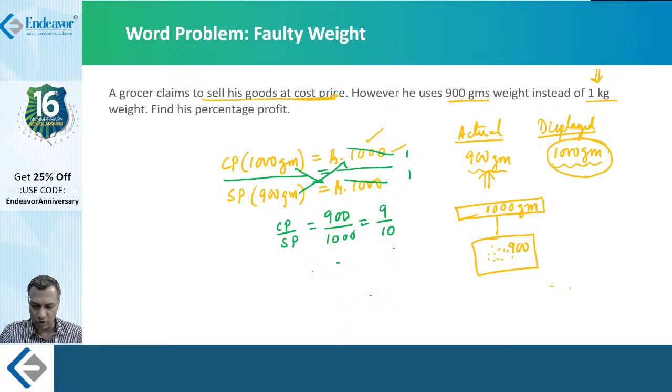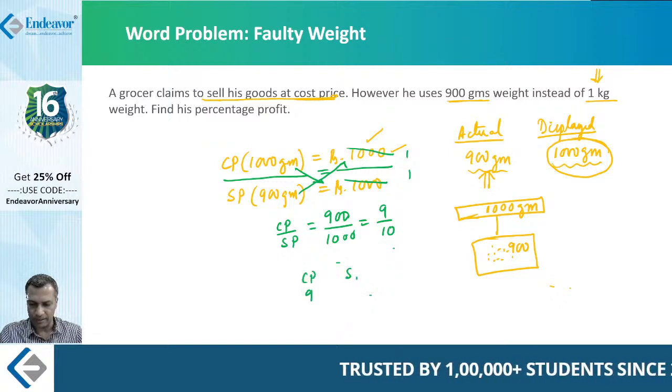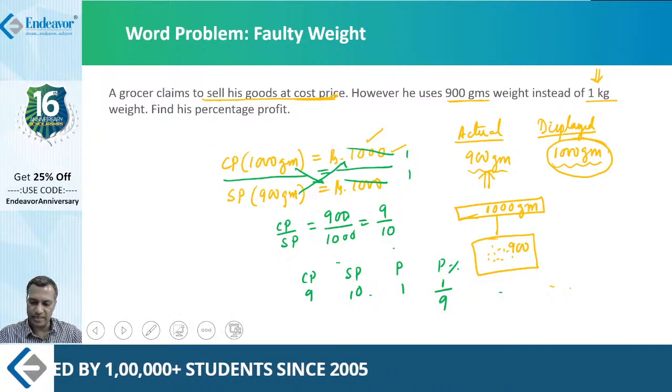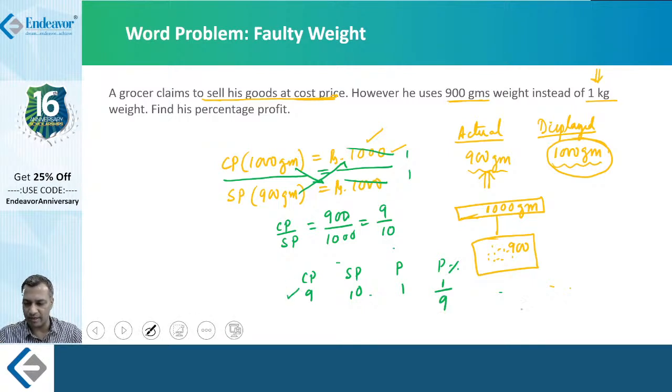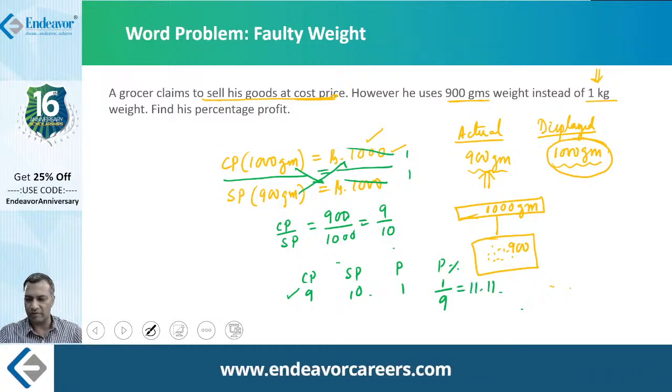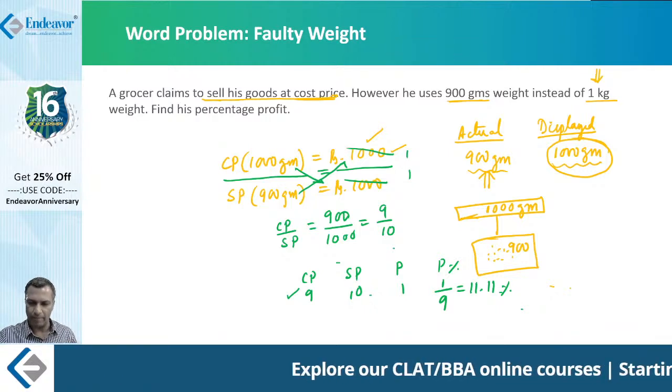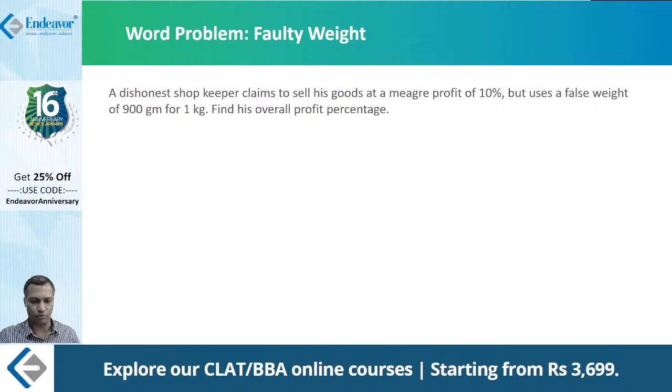900 divided by 1000 is nothing but 9 divided by 10. Analyze this. If the cost price is 9 rupees, the selling price is 10 rupees, therefore profit is equal to 1 rupee. Therefore, profit percentage is equal to 1 divided by 9, because profit is calculated upon cost price. 1 divided by 9 is 11.11%. Simple approach. Most of it boils down to the ratio approach. Just put them as ratios and your issue is resolved well within a minute's time. A minute is much more time for these kinds of questions, isn't it?